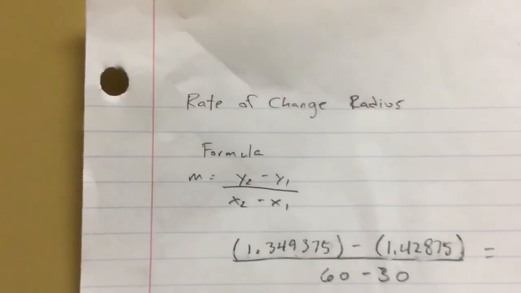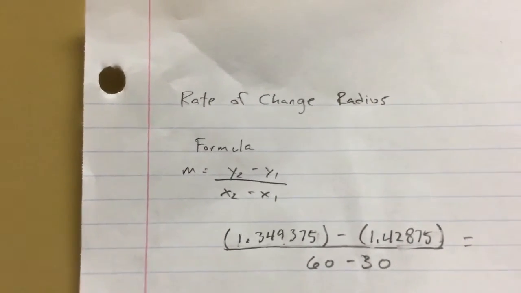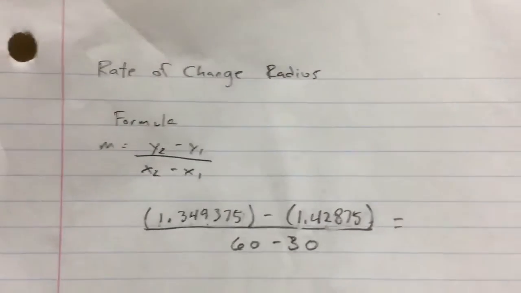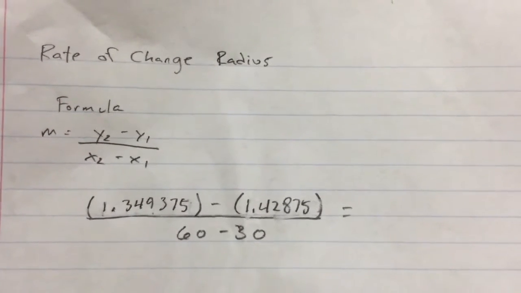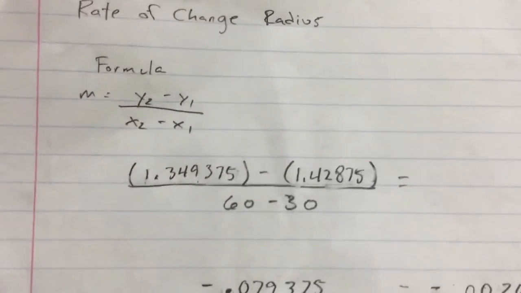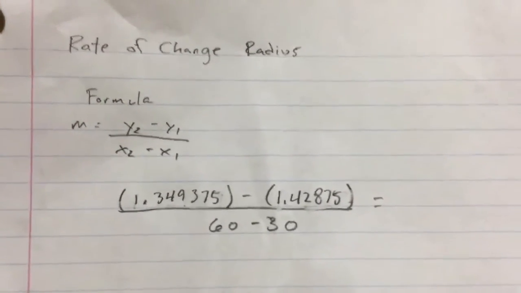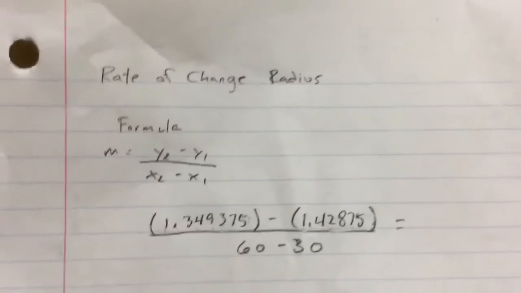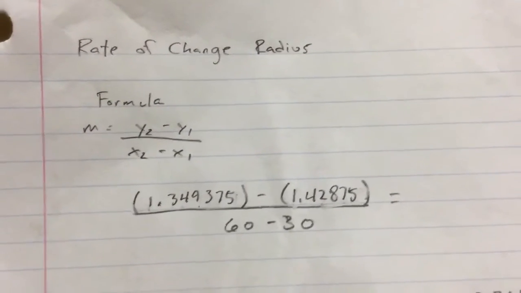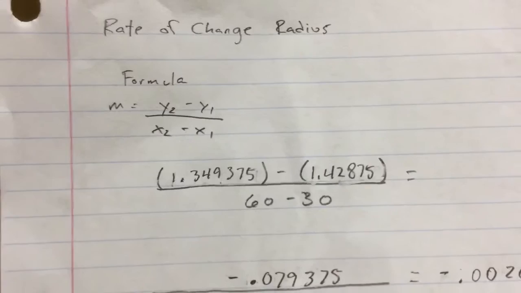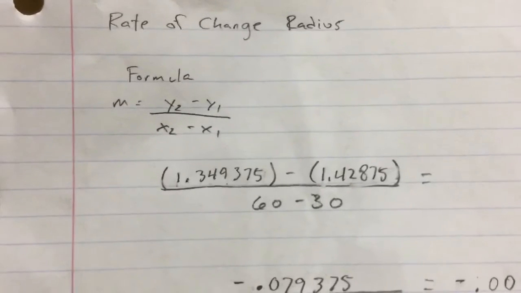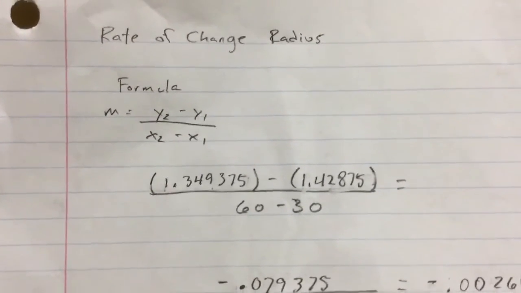First off, we use the slope formula, y2 minus y1 over x2 minus x1, in order to find the change in the radius. I'll just show one example for time 30 to 60 seconds. We get the second y value, which is 1.349375, minus the first y value, which is 1.42875, and then we divide it by the second x value, which is the second time, 60 seconds, minus the first x value, which is 30 seconds.